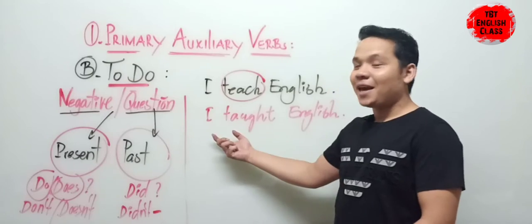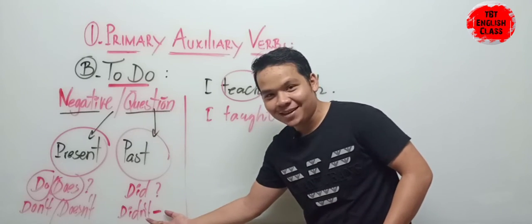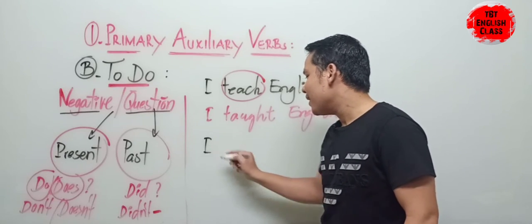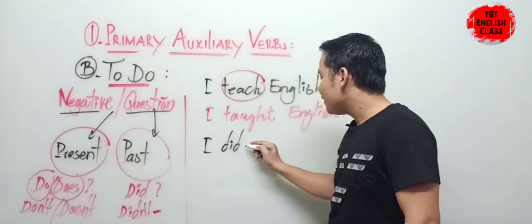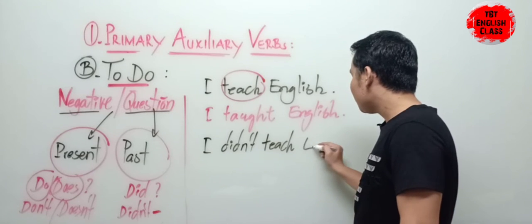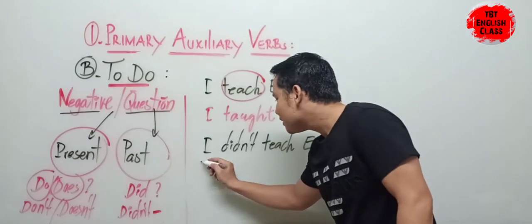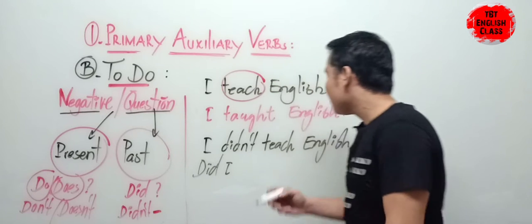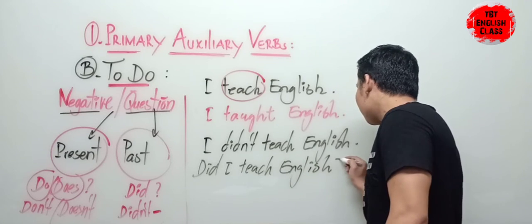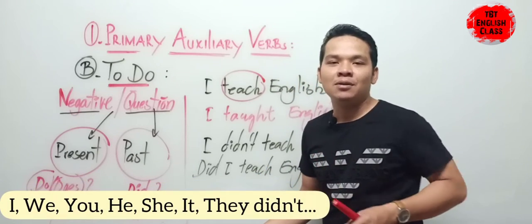So now let's learn to change this simple past sentence to be negative or question with me by using did or didn't. Okay, how do we change, everyone? I can say I did, okay, did not, short form didn't teach English. Negative. Question. Did I teach English? Question. Okay. Do we use did or didn't with all subject pronouns?